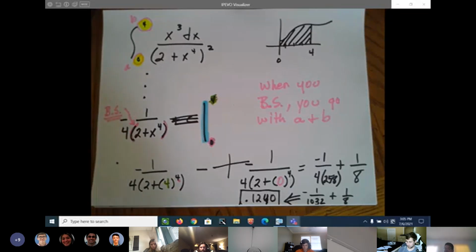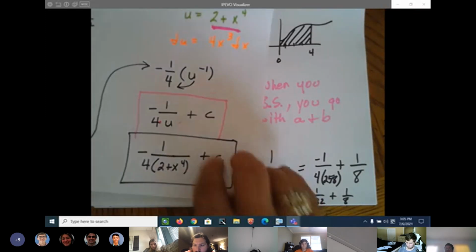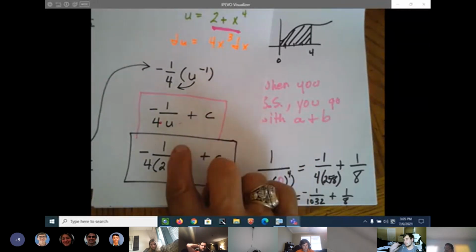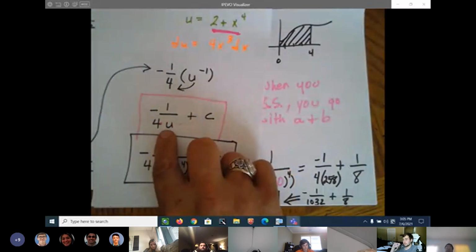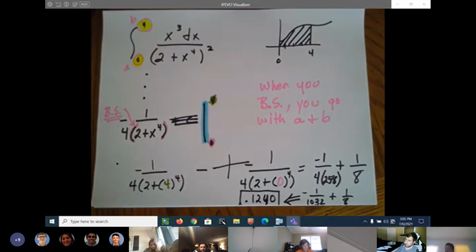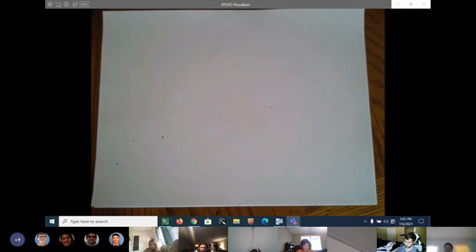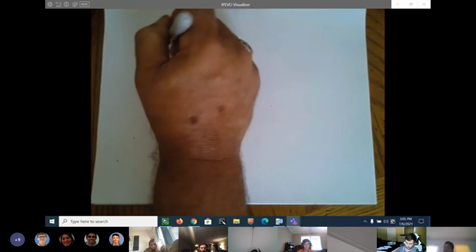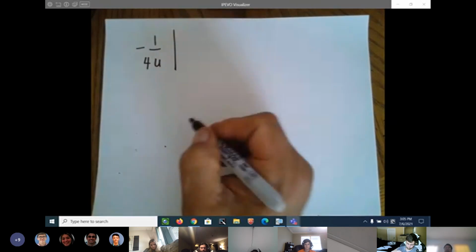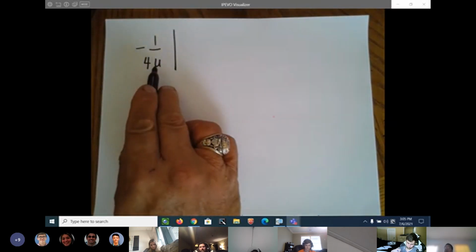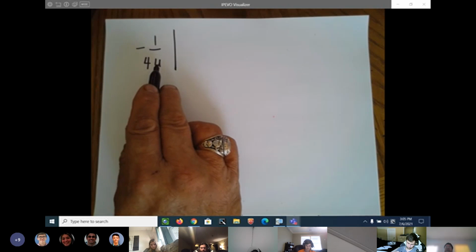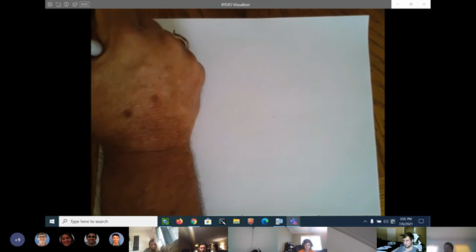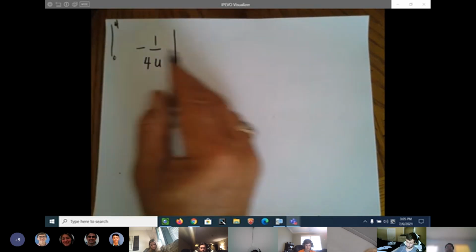Okay, now here's the other way. I'm not going to back substitute. So I'm doing my problem, and I feel all happy-go-lucky, and I don't want to back substitute that in. I want to use U. So I'm going to go over to the next page and say negative 1/4 U evaluated at 2 numbers. Well, since I'm using U and not X, I've got to convert my X numbers, which are 0 and 4, to U numbers.